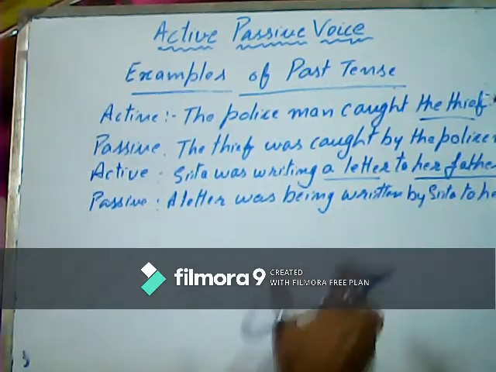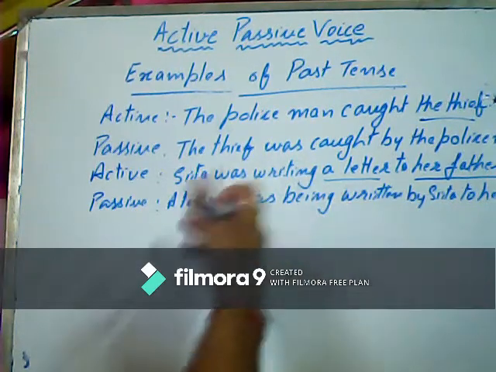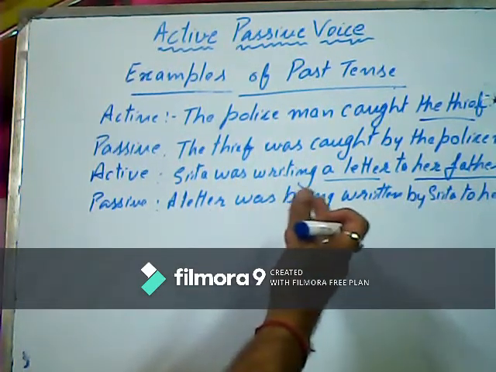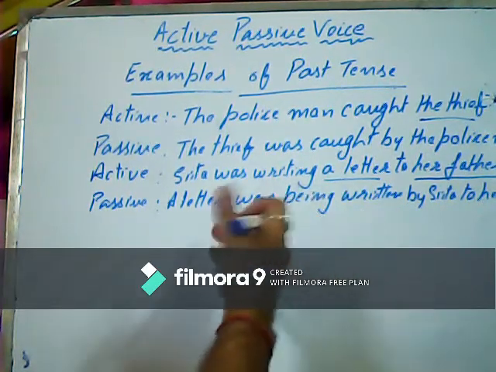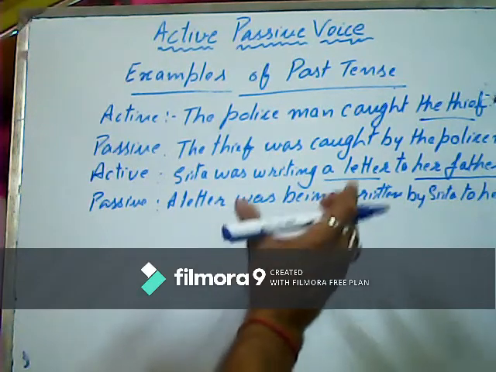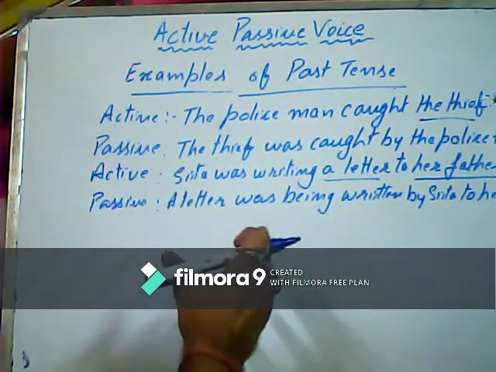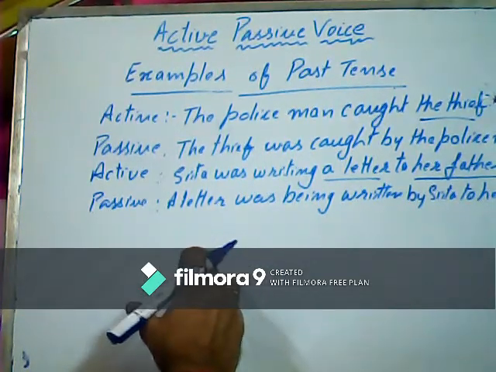In some sentences we can use any of the objects. We can make any of the objects the subject here, but it does not seem to be sensible if we use her father. So we have to see whether the second object can be made a subject or not. We have to analyze the sentence properly, and then only we have to change it.